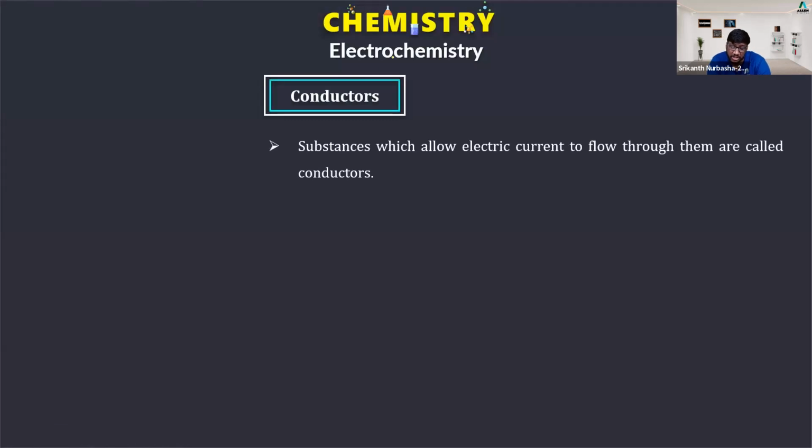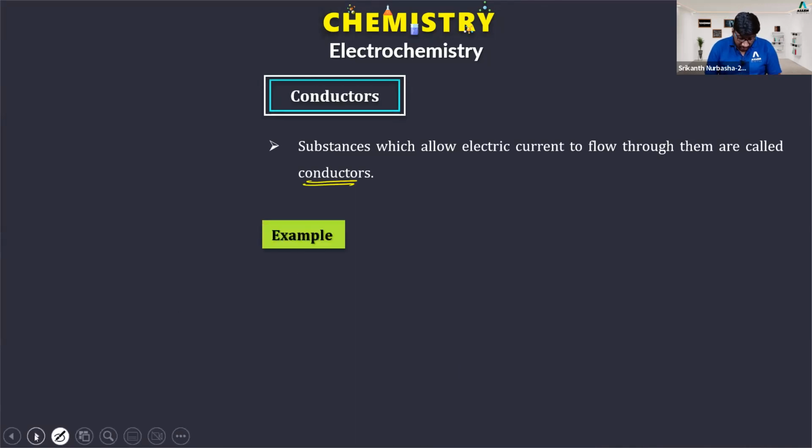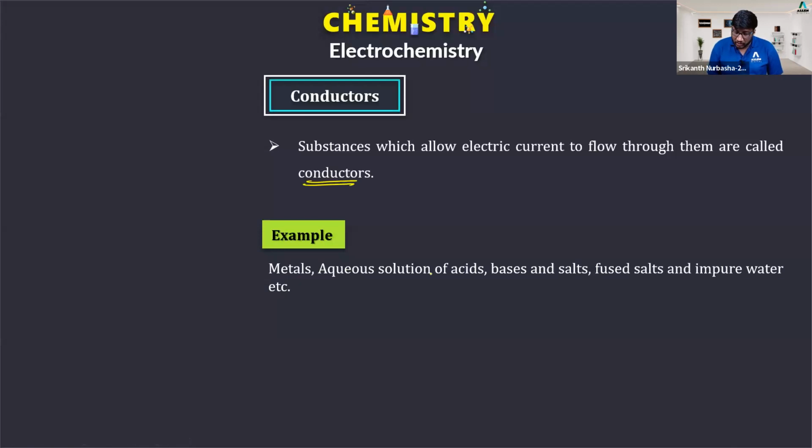The first discussion is conductors. Substances which allow electric current to flow through them are called conductors. Examples: metals, aqueous solutions of acids, bases and salts, fused salts and impure water. These are all called conductors. Conductors means which can allow the flow of electric current through them.